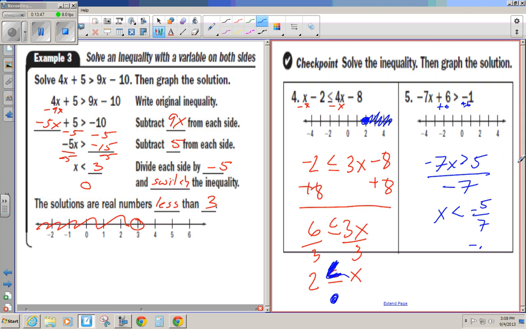About -0.7. So 0.7, -0.7 gets a circle. It's everything less than that circle.